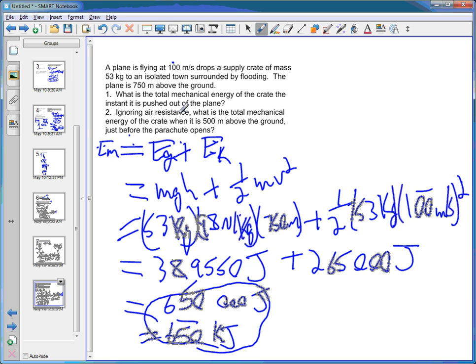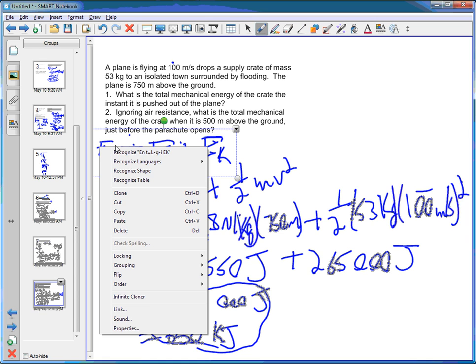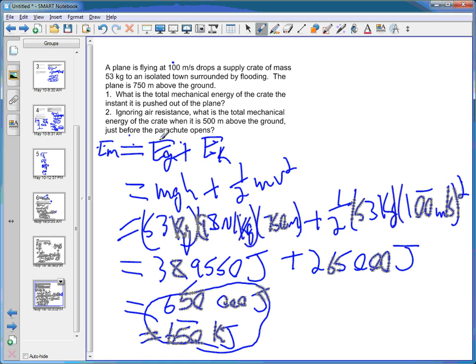Provided there's no friction, i.e. ignoring air resistance, it doesn't matter what height they tell you here, you don't need to calculate it because you know it's the same right when it's pushed out of the plane, all the way down to the point that it hits the ground, or in this case, the parachute opens, in which case you would not be able to ignore air resistance anymore if it has a parachute hanging from it. Obviously, there would be a lot of friction then that you wouldn't be able to ignore. But in this case, we're saying just before the parachute opens on the crate, and we're going to ignore the air resistance on the crate itself.